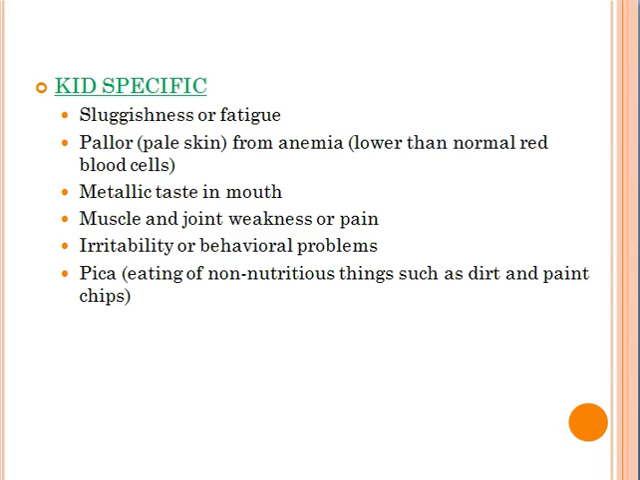So let me go back here. So again, specific for kids would be sluggishness, fatigue, pallor, metallic taste in their mouth, but they're not going to be able to usually describe that. Muscle and joint weakness, that's going to be difficult. Irritability, kids get irritable. Pica is one of the things we look for. Sometimes we'll pick up lead poisoning with a kid where a parent says that they're eating dirt or chewing on ice. That would make us more suspicious.